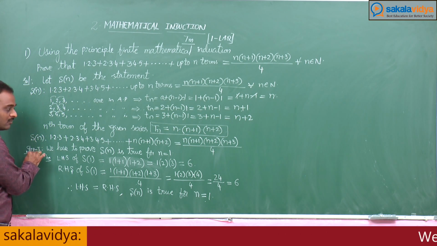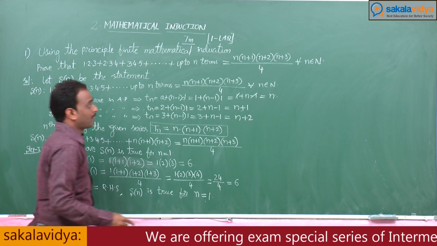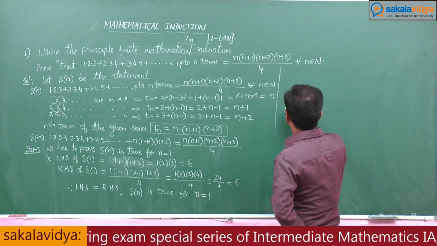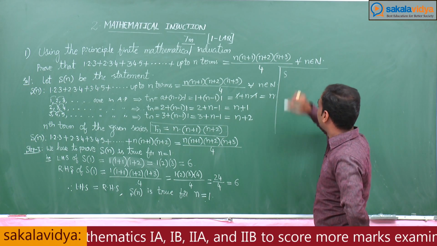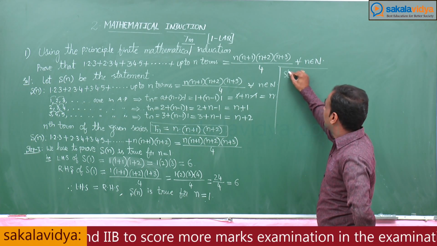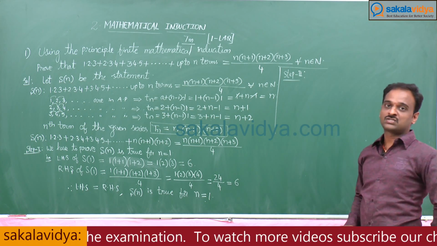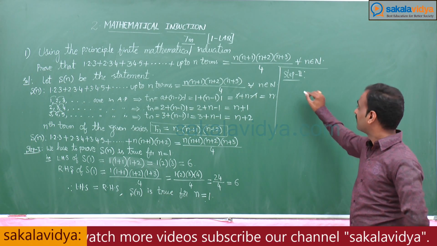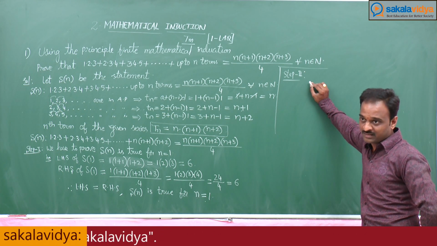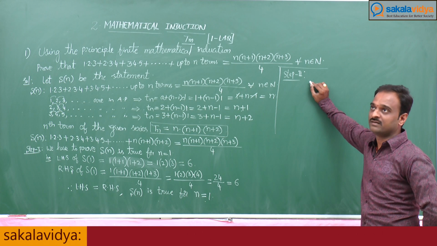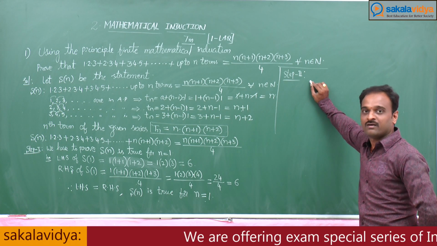Step 1 is over in the process of using finite mathematical induction. Now step 2, which is also called the inductive hypothesis. In this step we assume that S of n is true for n is equal to k. Since we assume it is true for n is equal to k, we can call this step the inductive hypothesis.